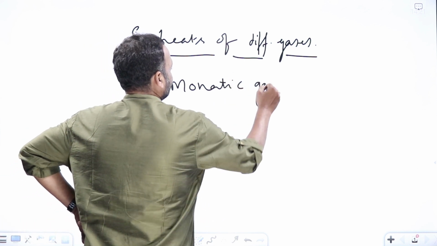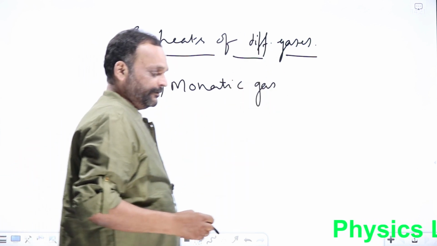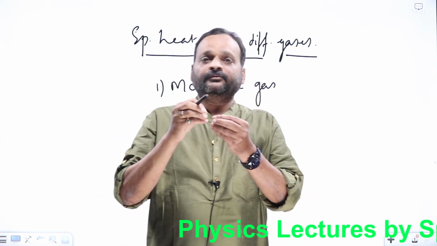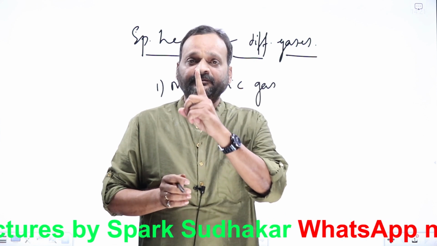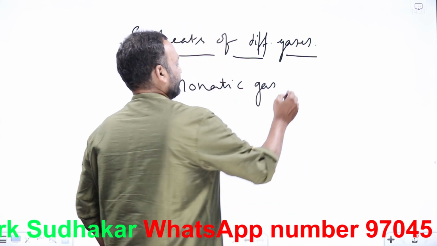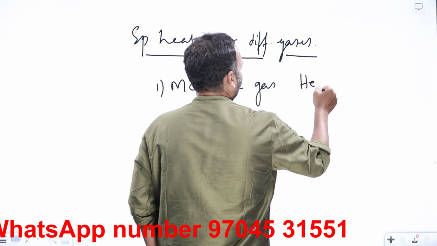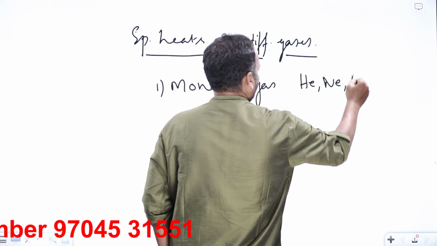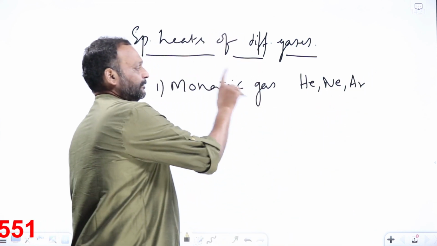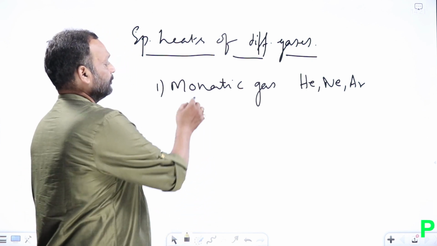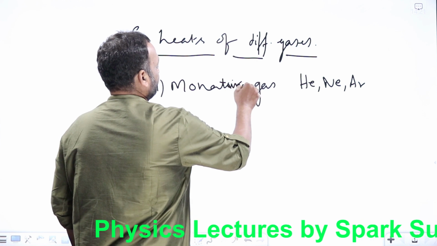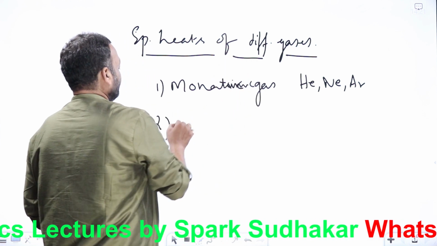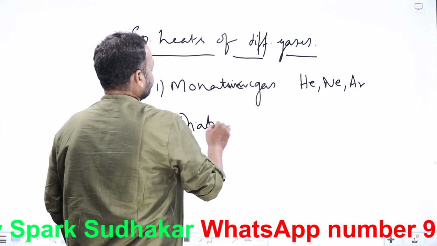Monoatomic gases means, what is a molecule? A molecule is something which has two or more atoms. Monoatomic gases means it has only one atom. Examples are noble gases like helium, neon, argon, etc. There is only one atom, that's all. It is known as monoatomic gas.